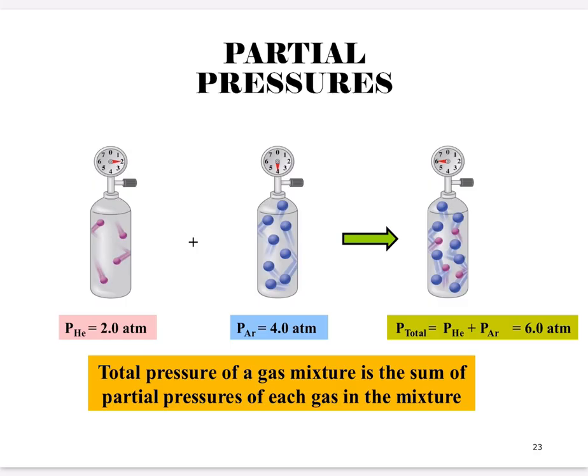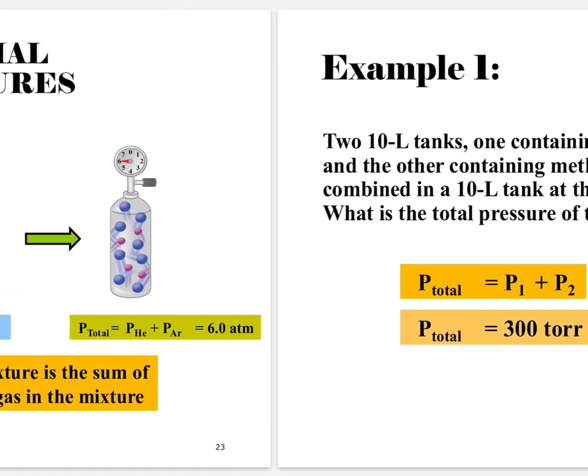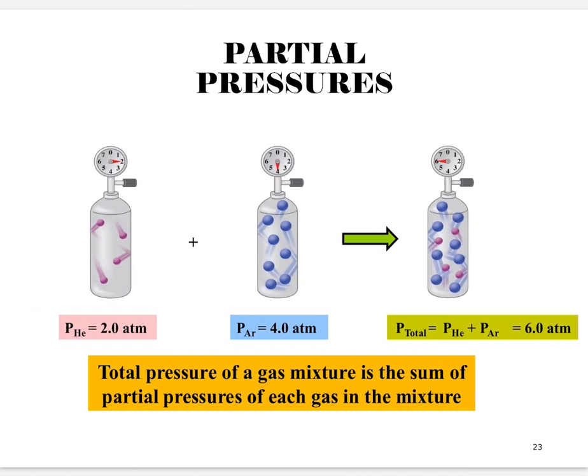So the helium still only sees itself in the container. It doesn't even interact with other helium atoms. The argon is only associated with the number of moles of argon in the container. So the total pressure is related to the sum of all the moles of gas in the system. The last example is just adding the two pressures together, so we don't have to go over that.